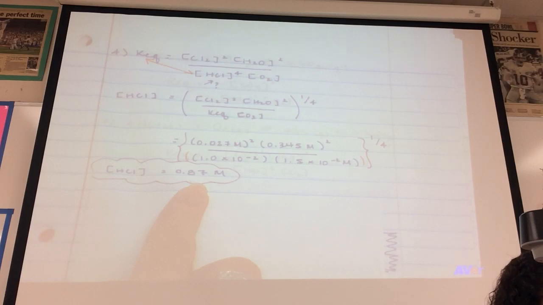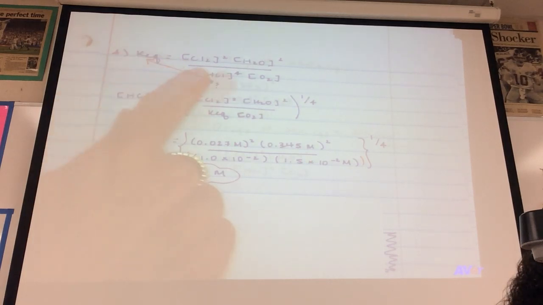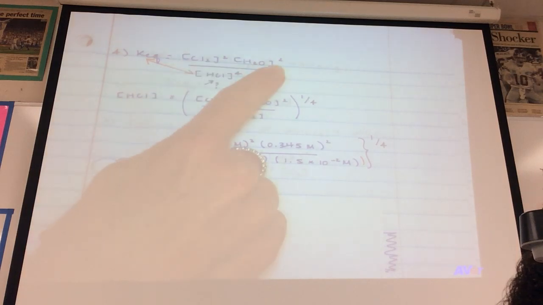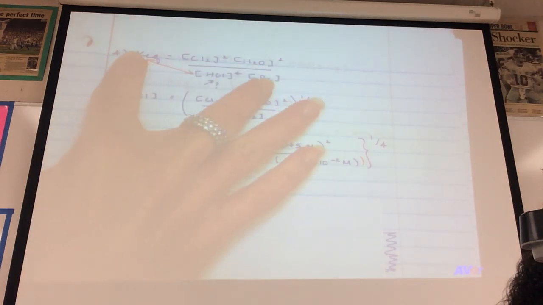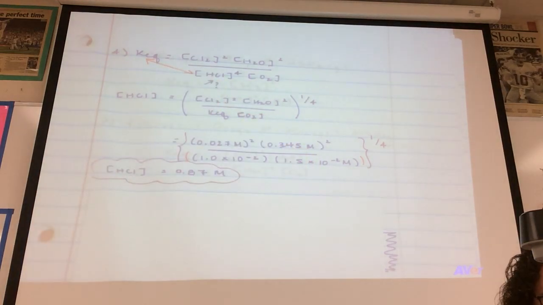I plugged it in like that. So that's a problem with variable manipulation. Again, if you're not comfortable interchanging a numerator and a denominator, cross multiply and then divide by those so that you isolate this by itself. So that's the answer to number 4.